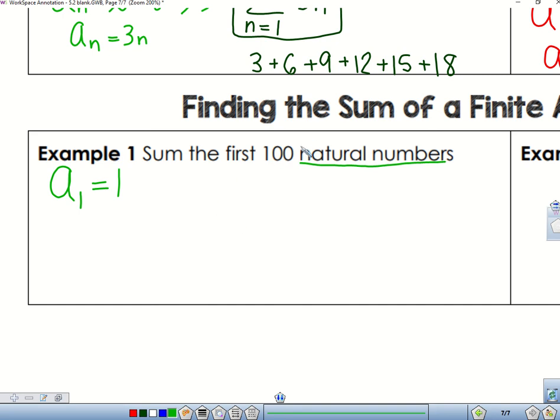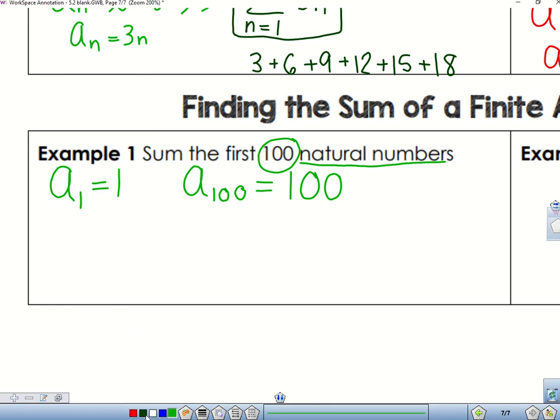Now, we want to find the sum of the first 100 natural numbers. So the last number I'm going to add up is going to be the 100th number, right? So we do know the last term in my sequence. The last term is the 100th term, so A sub 100 is the 100th term. And the 100th term of the natural number set, we do know what that is, right? It would just be 100, because it's basically counting: 1, 2, 3, 4, 5, 6, 7, and so on. And the 100th term would be 100. Does that make sense to everybody how we know that?